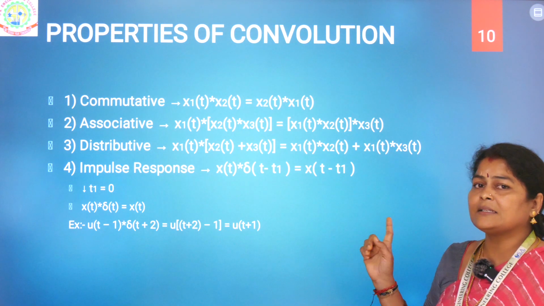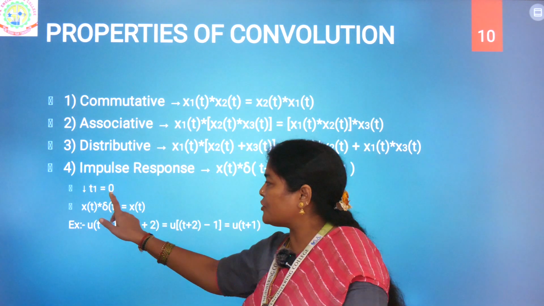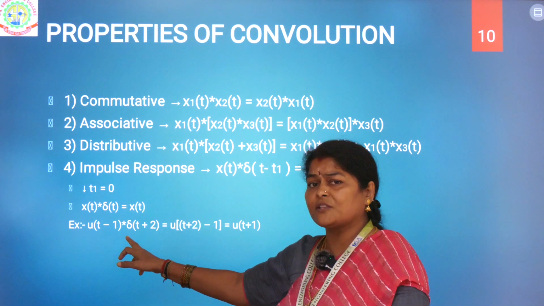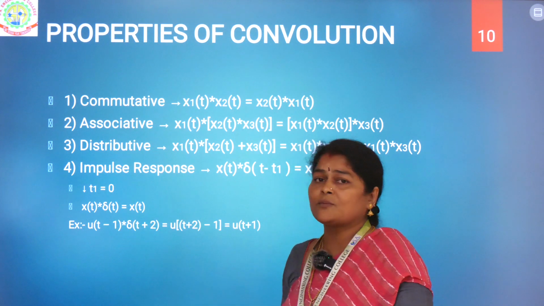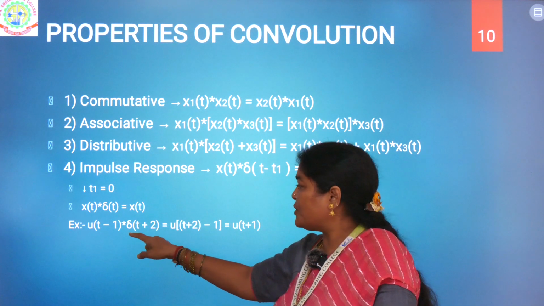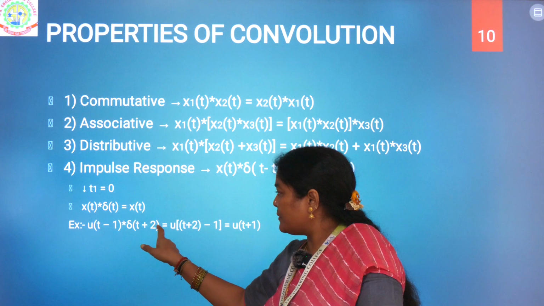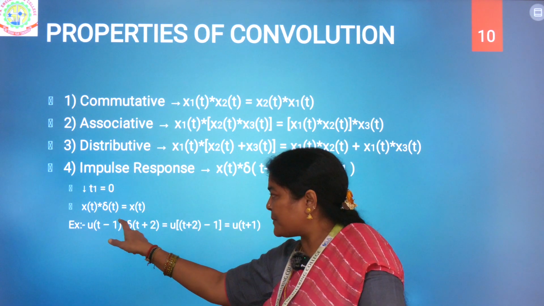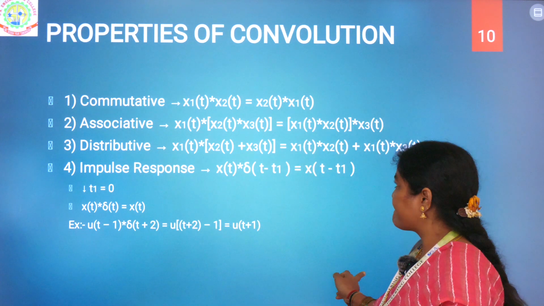So let us consider the shift is 0. If you are considering the shift is 0, here we will be getting x of t convolution del of t, which results in x of t. This is an example just for the sake of understanding I have mentioned here. So let us take u of t minus 1, which is the unit step shifted signal, and then del of t plus 2. Here the answer is supposed to be u of this t, which is t plus 2, and then here we have one more shift which is minus 1. The resultant is supposed to be u of t plus 1.